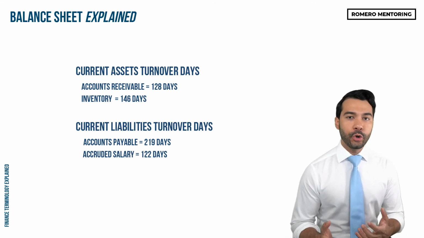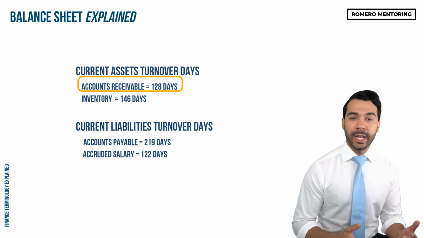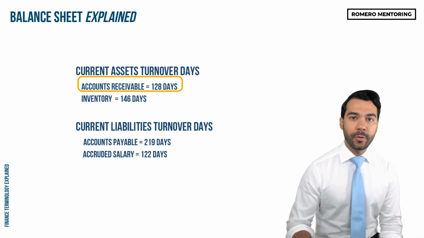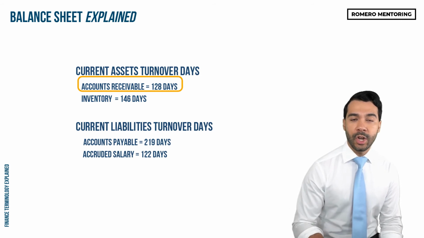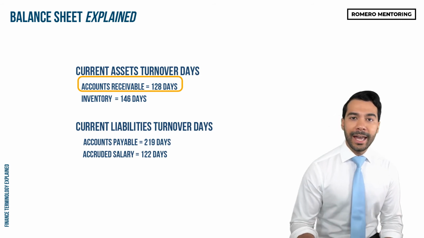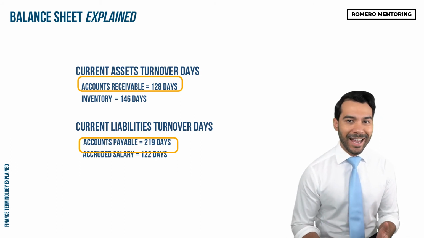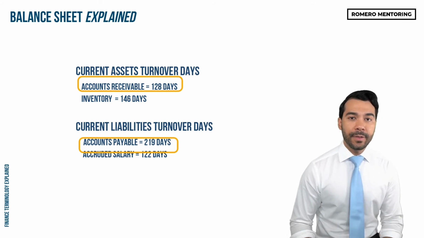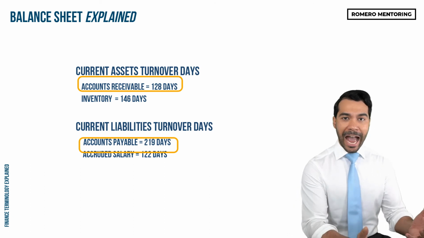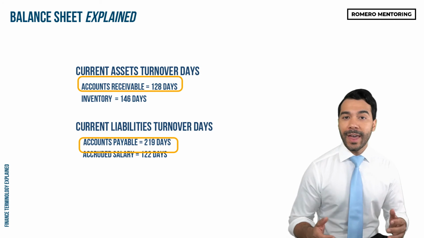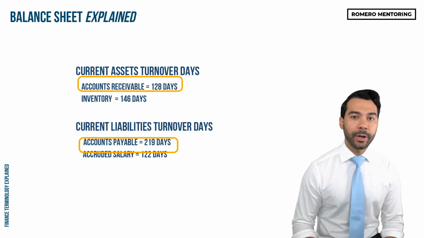When comparing your turnover days with accounts receivable, in this example, it takes a company an average of 128 days to convert their receivables into cash. Meanwhile, when looking at the accounts payable side, it takes a company about 219 days to pay their creditors. In other words, cash comes in first and then it leaves the business. So that does create a positive working capital.